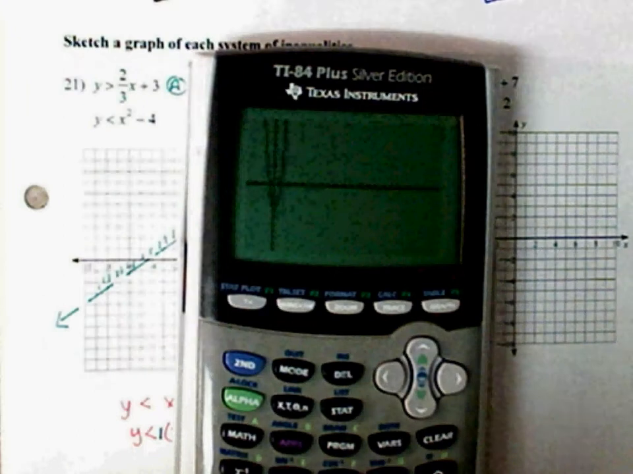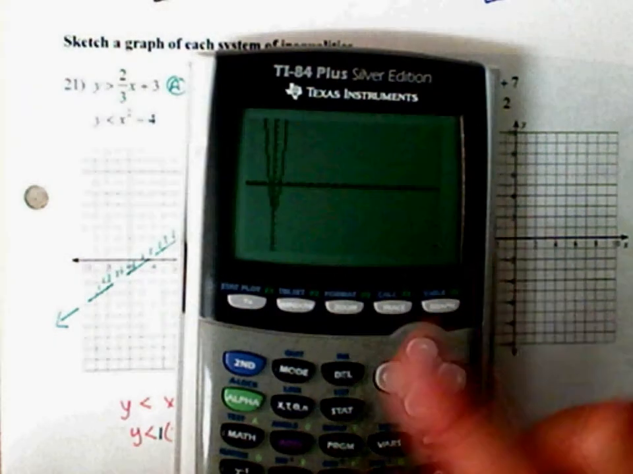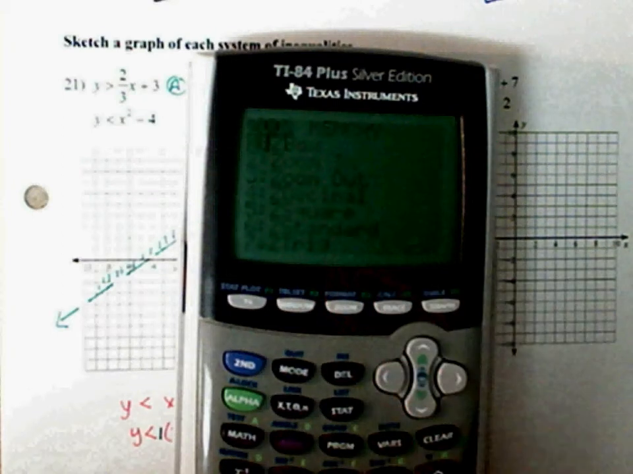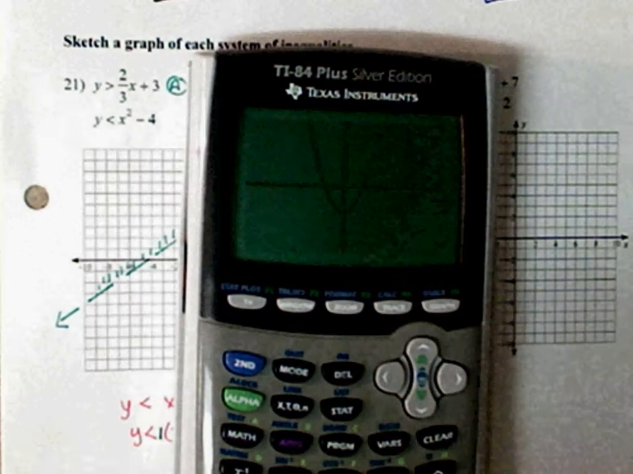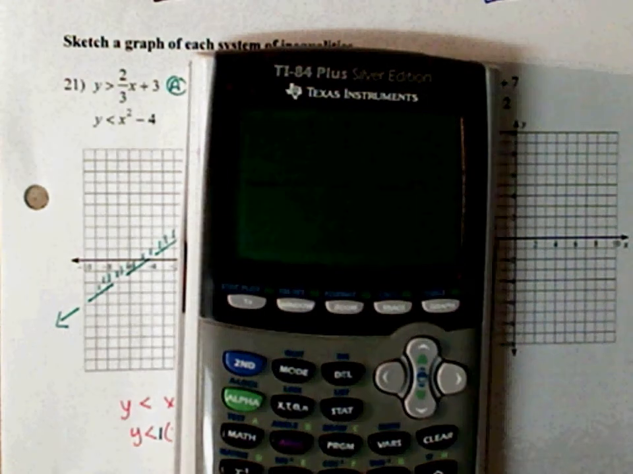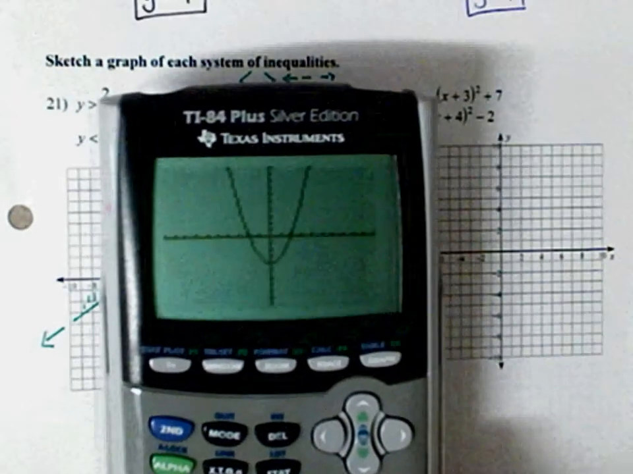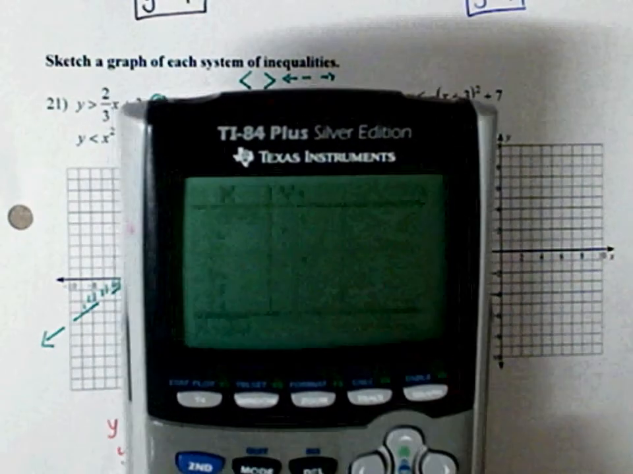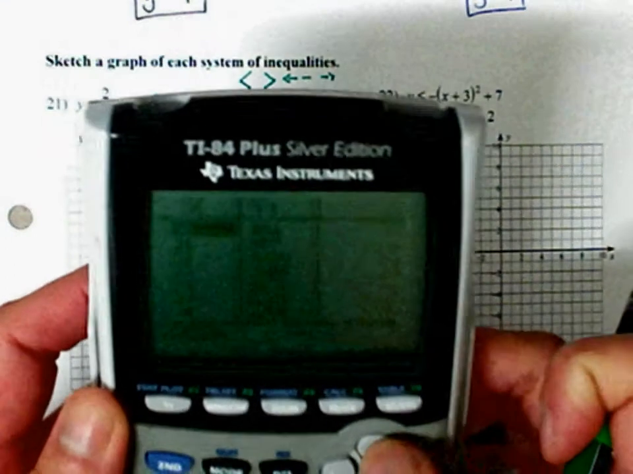Now, notice my graph is off. So anytime you want to go back, just go to Zoom, Standard, which is number 6, and it will take you back to negative 10 and 10. So there you have your parabola, okay? So at 0, negative 4, go find your points, go to second table, and scroll all the way up.